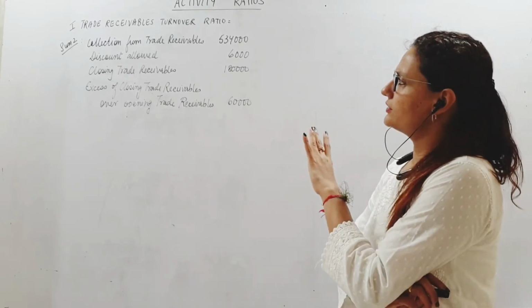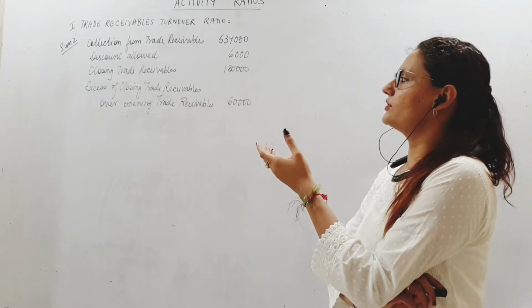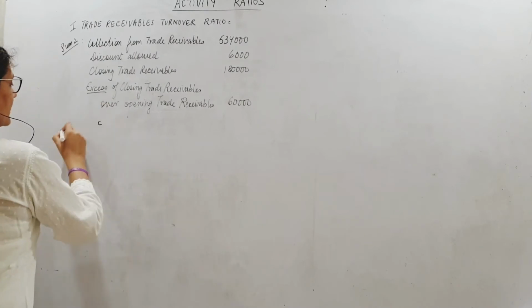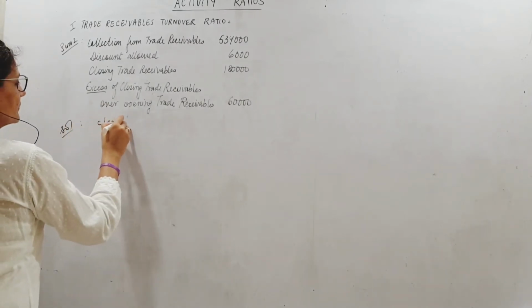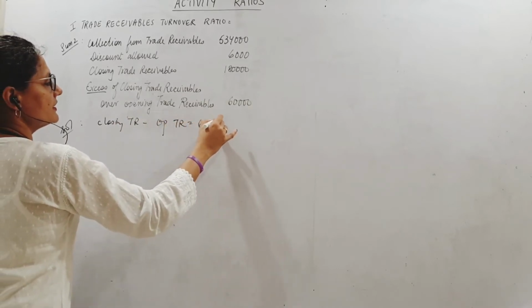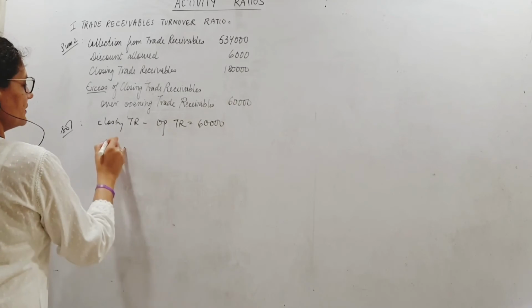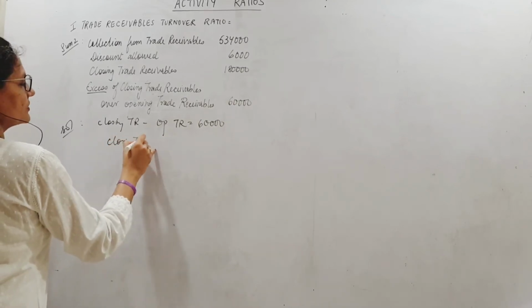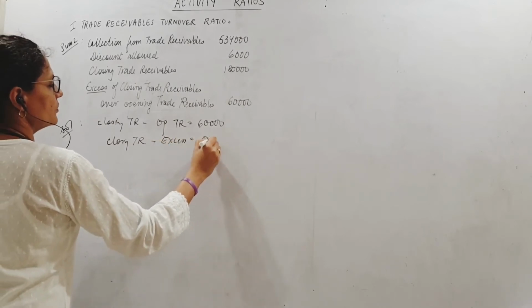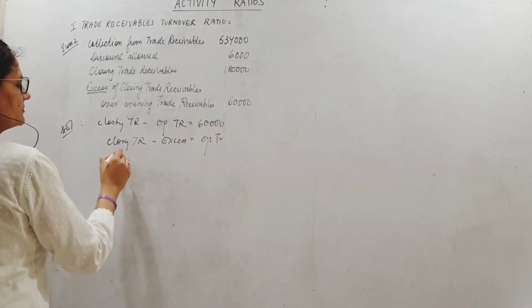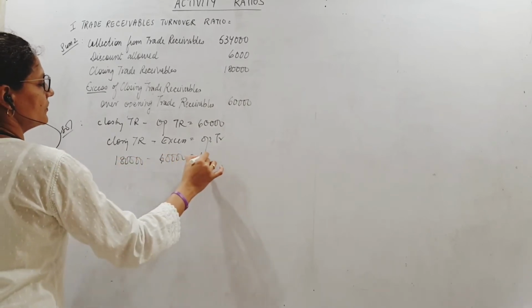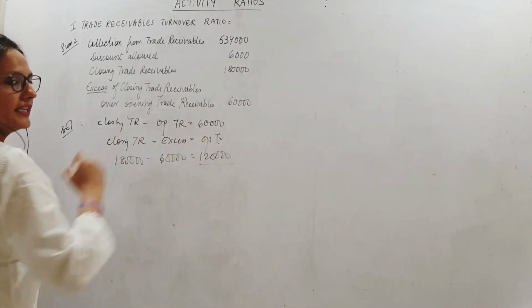Closing trade receivables and excess of closing trade receivables over opening trade receivables. This excess means closing trade receivables minus opening trade receivables is 60,000. So opening trade receivables is closing trade receivables minus the excess. So opening trade receivables is how much? 1,80,000 minus 60,000. 1,20,000 is my opening trade receivables.